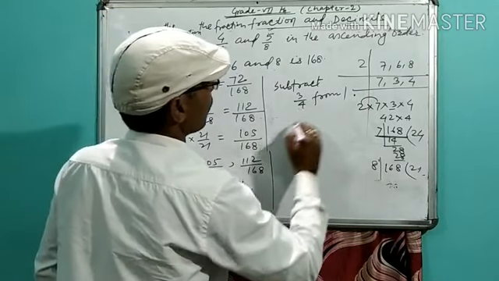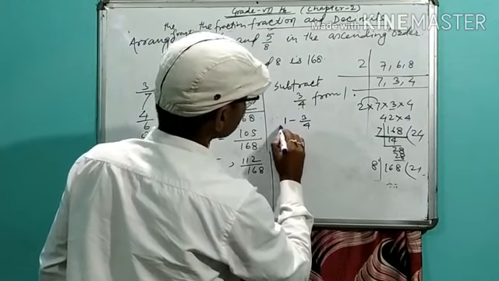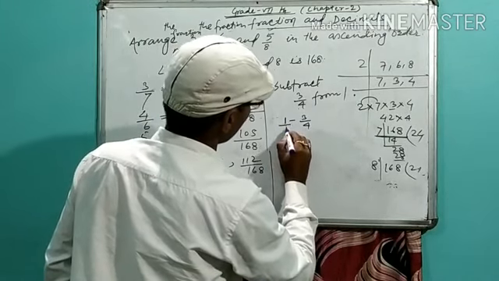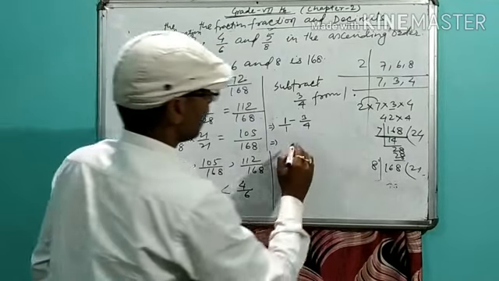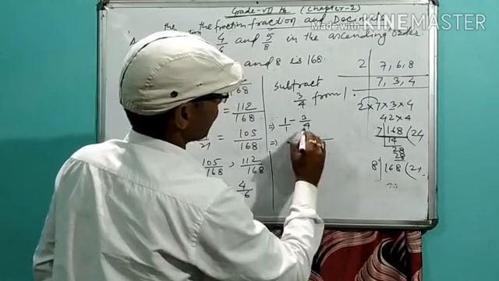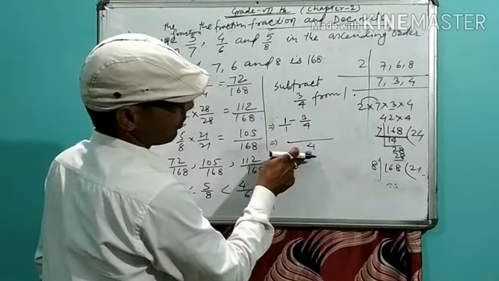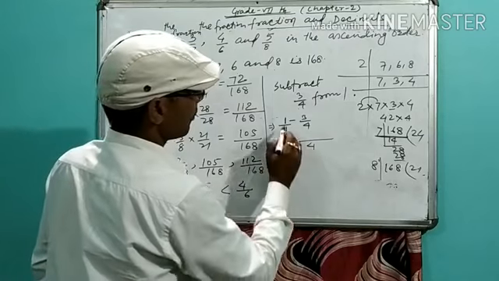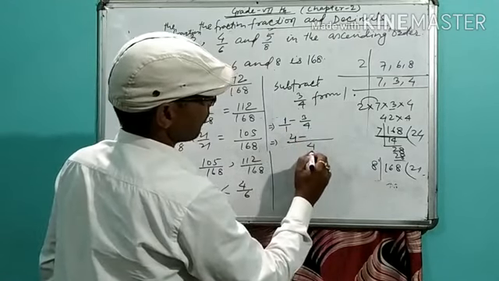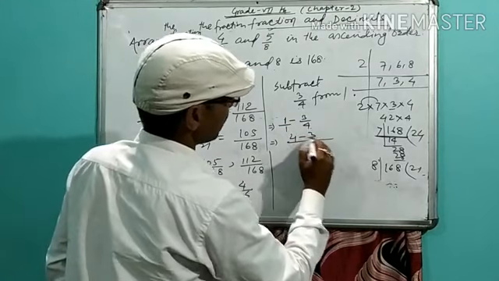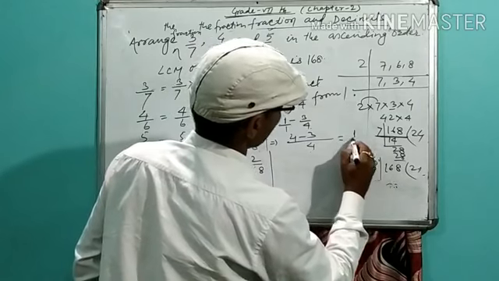Subtract 3 by 4 from 1. What will you do? 1 by 1. Here also you have to take the LCM. The LCM of 1 and 4 is 4. 4 divided by 1 is 4 times, and 1 into 4. 4 minus 3 is 1. 4 minus 3 means 1 by 4.